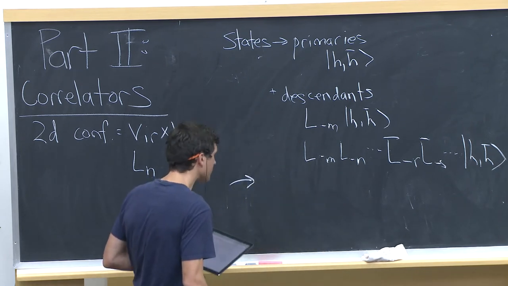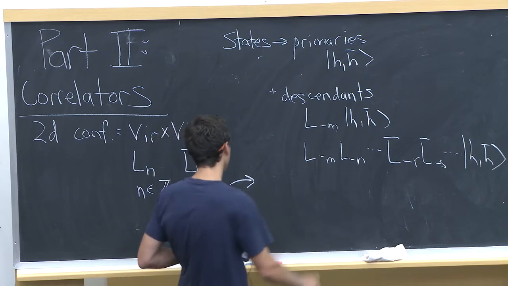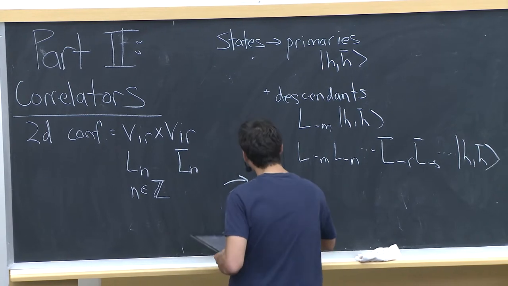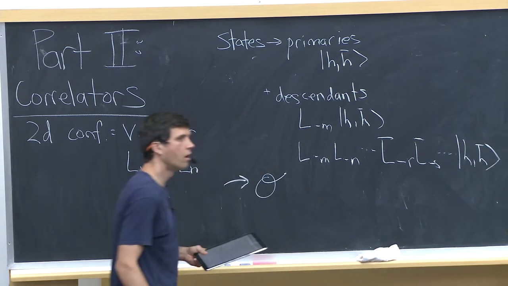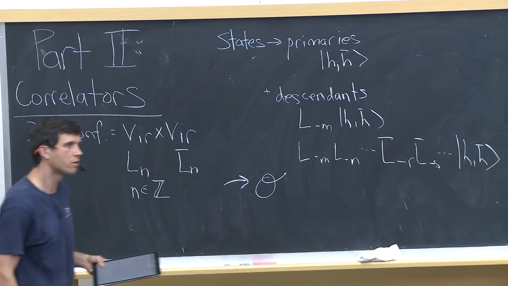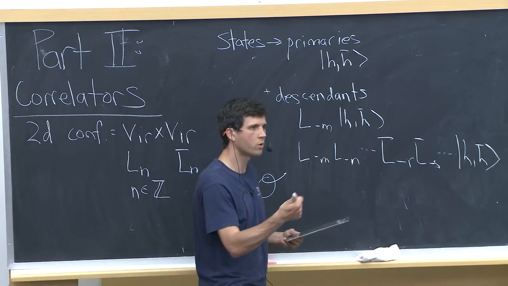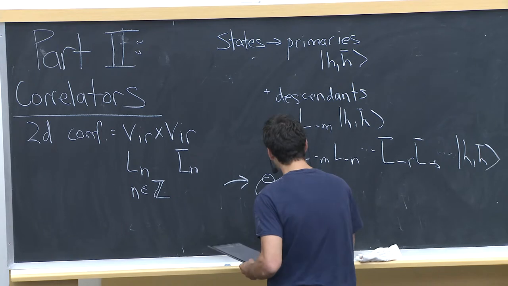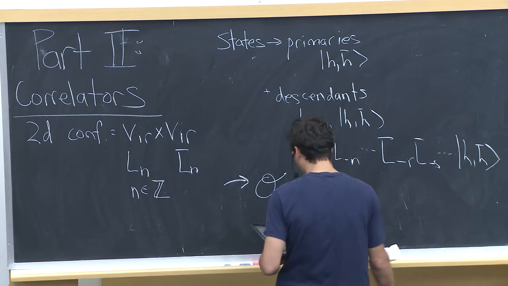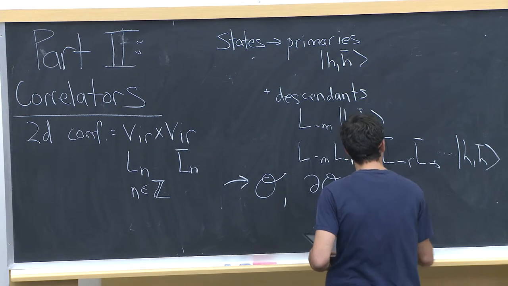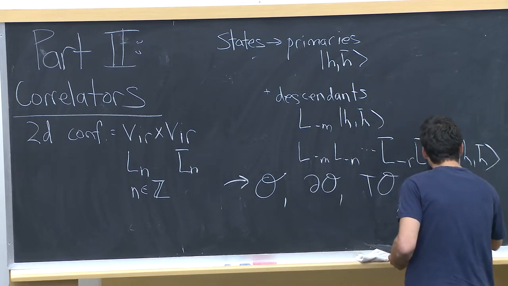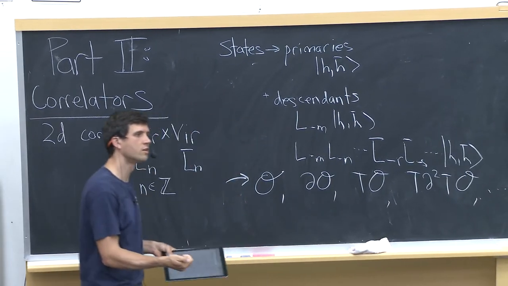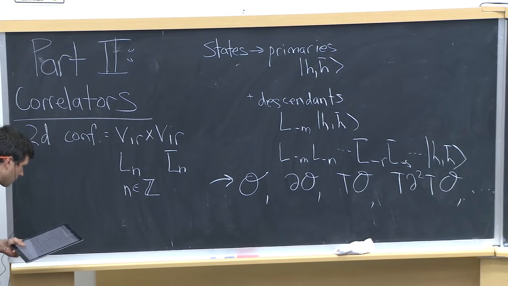By the state operator correspondence, these correspond to operators, and the particular operators that live in the same conformal multiplet, if we have the primary O, then the other operators that we're talking about here are everything that you can make out of O, the derivative, and the stress tensor. So the family consists of O, things like DO, TO, TD squared TO, and so on. Everything you can make out of derivatives, the stress tensor, and the primary.